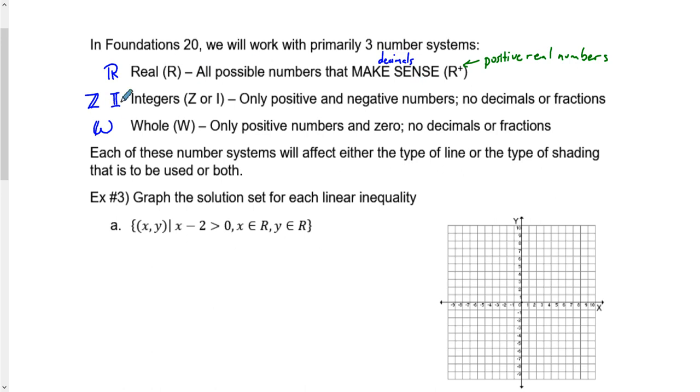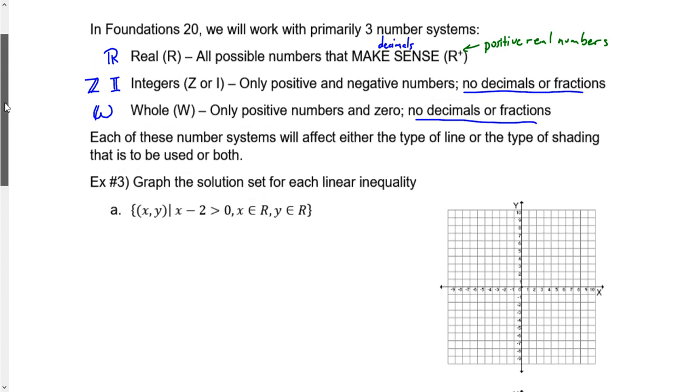The other two number systems talk about more discrete numbers that don't have decimals or fractions. The integers are positive and negative numbers, whereas whole numbers are only positive numbers and zero. So obviously, positive and negative, you have zero in this as well, but a whole number just starts at zero and goes up with no decimals or fractions. Each of these number systems will affect either the type of line or the type of shading that is used, or even both. So let's do some graphing.